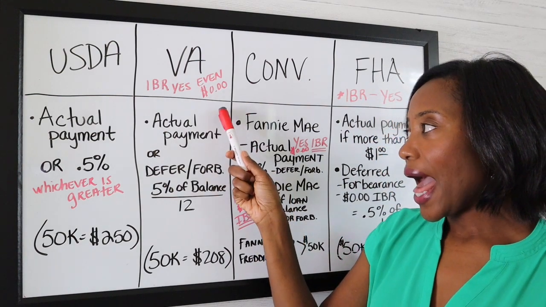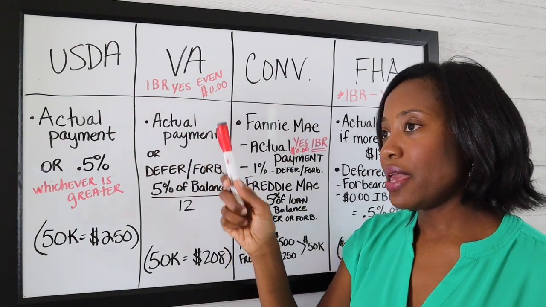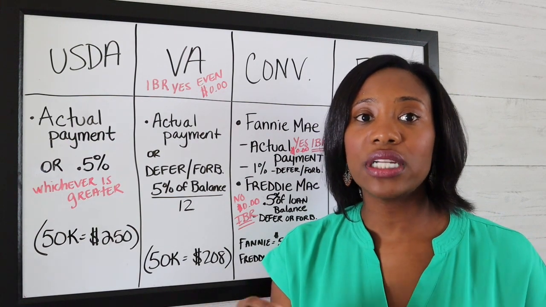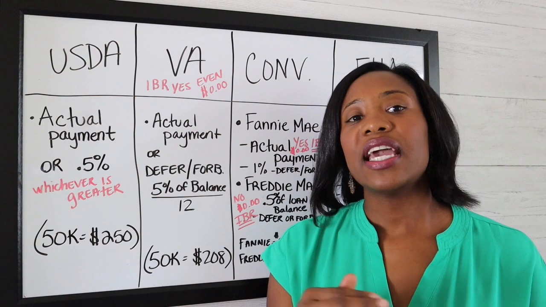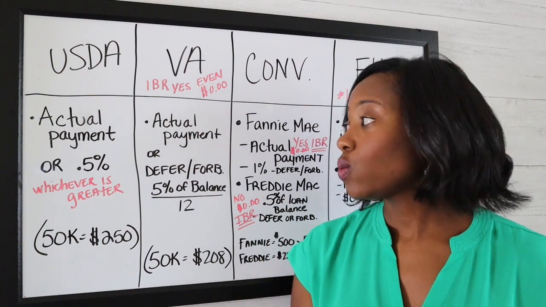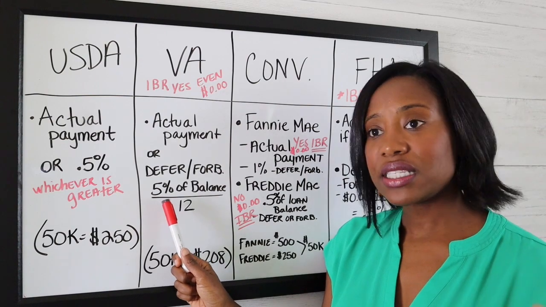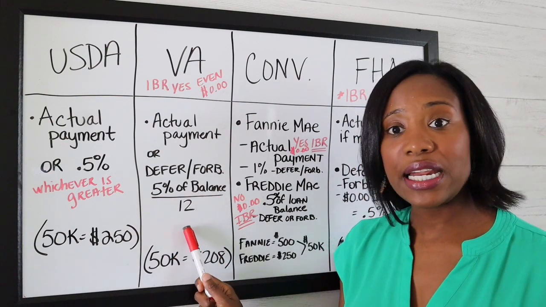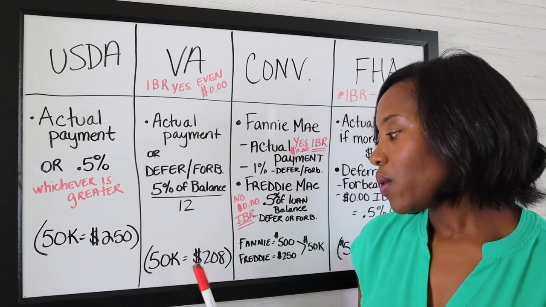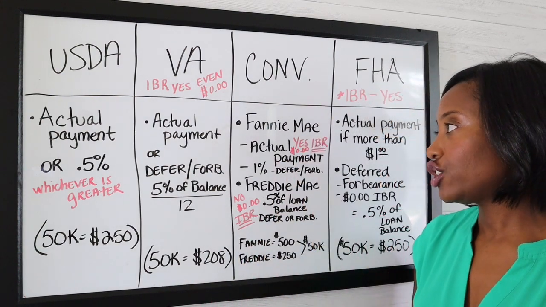VA loans are for veterans or people that have served in the military. They will also use your actual payment as listed on your credit report. They will even use your income-based repayment, even if that income-based repayment is calculated out to be $0. Not that you're not paying, but they've calculated your income-based repayment to be $0. They will use that amount as well. Or if you're on deferment or forbearance, they're going to use 5% of your total loan balance divided by 12. And that would calculate, on a $50,000 balance, to be $208.